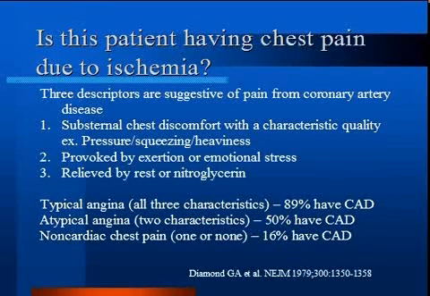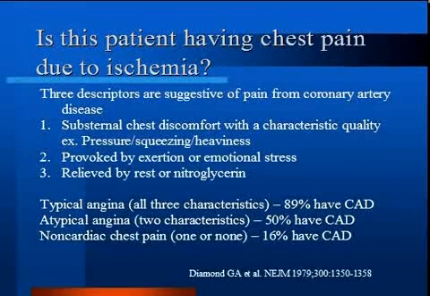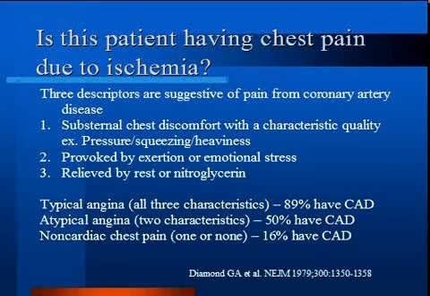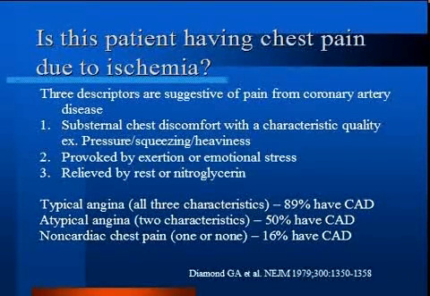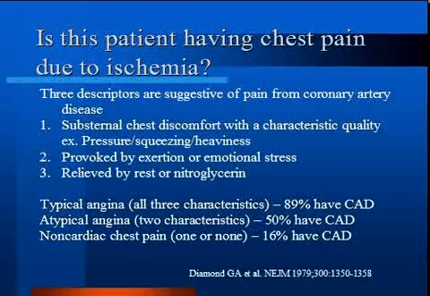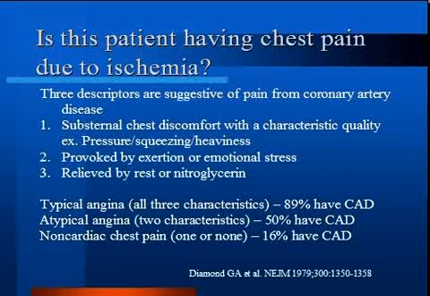3 descriptors make a patient's chest pain more likely to be coronary ischemia. Substernal chest discomfort with a characteristic quality like pressure, squeezing, and heaviness, whether it was provoked by exertion or emotional stress, and if it was relieved by rest or nitroglycerin. Chest pain can be described as typical angina if it has all 3 of these characteristics, atypical angina if it has 2, and non-cardiac chest pain if there's only 1 or none.